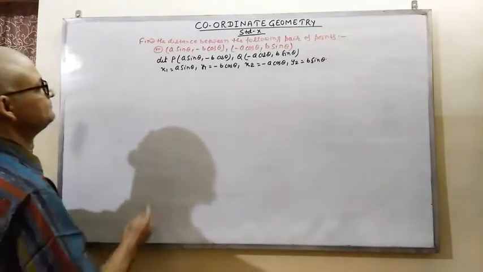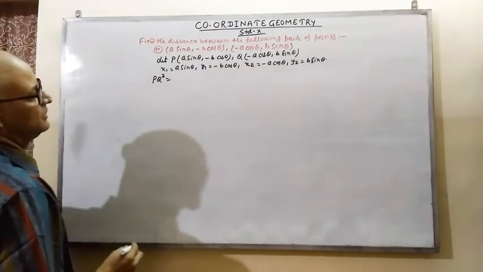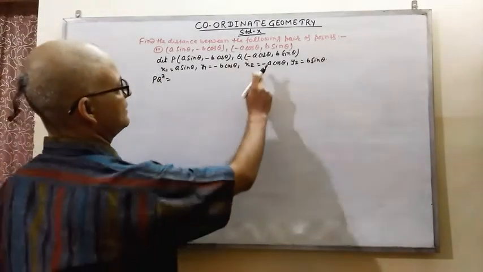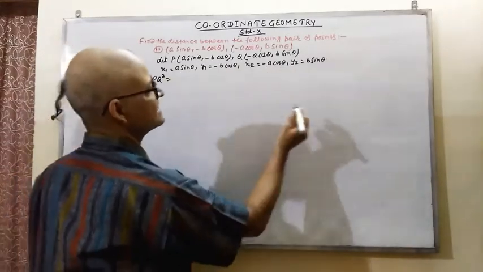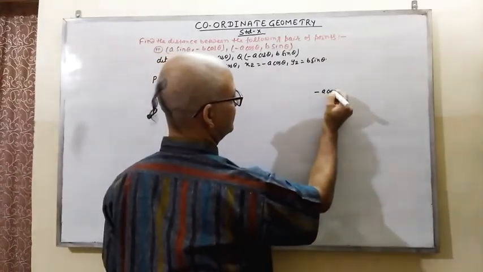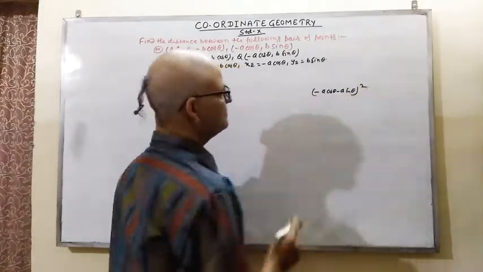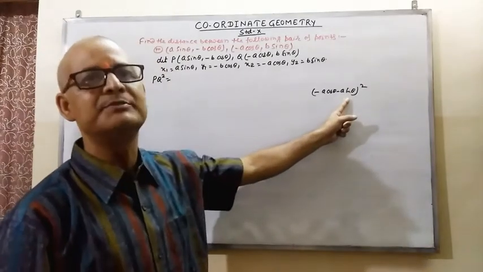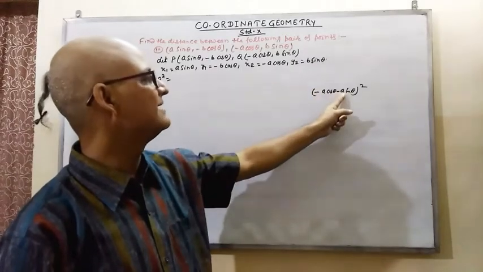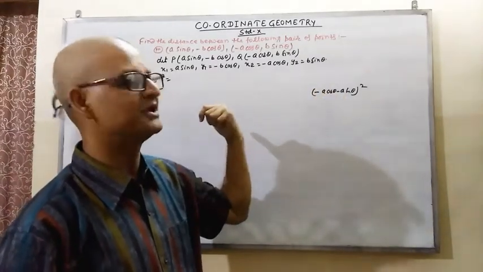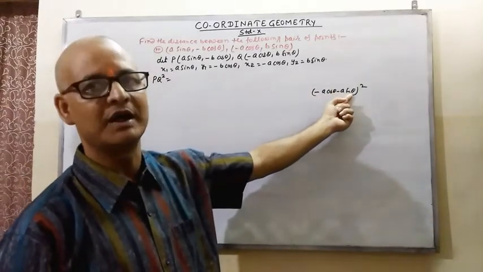Now you see here, PQ square is equal to, when you took x2 minus x1 whole square, then minus a cos theta minus a sin theta whole square. Maximum students make a mistake in this format, because this is also minus, this is also minus. So if you take the minus sign common, then minus square is outside, that is plus, then it remains a cos theta plus a sin theta whole square.